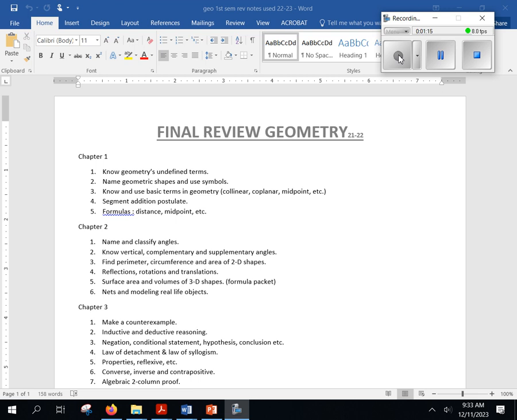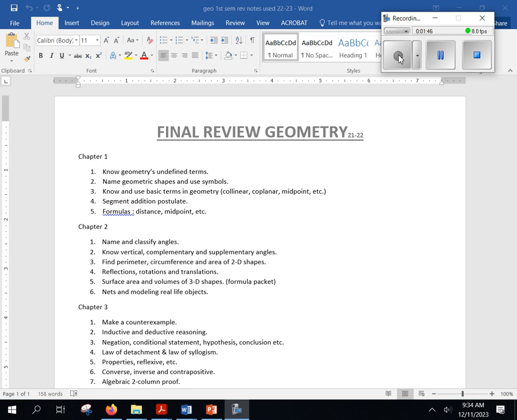Know and use basic terms of geometry: collinear, coplanar, midpoint. Know all those. Segment addition, we've been talking about it a bunch, so make sure you know that. Number 5 here, distance formula. Make sure you know how to use the distance formula. You might want to circle distance formula, maybe put an asterisk beside it. Guarantee there's several problems on there about distance formula. Make sure you bring a calculator.